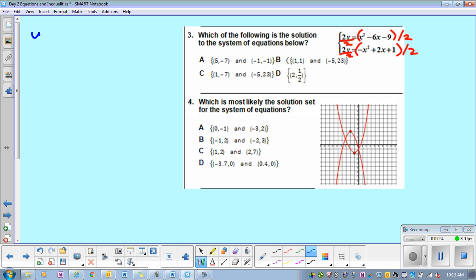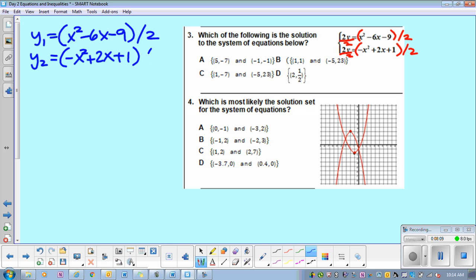So we have y1 equals parentheses x squared minus 6x minus 9 divided by 2. And then I have y2 equals negative x squared plus 2x plus 1 divided by 2. Put both of those into your calculator with the parentheses and everything. Tell me what you get.